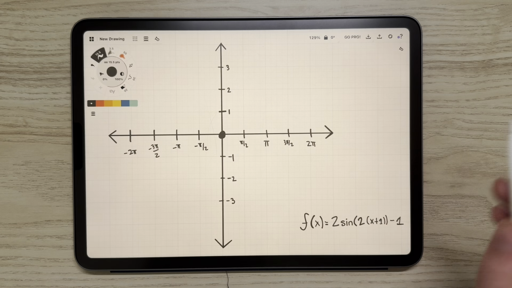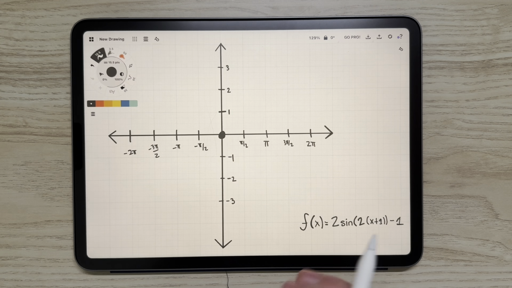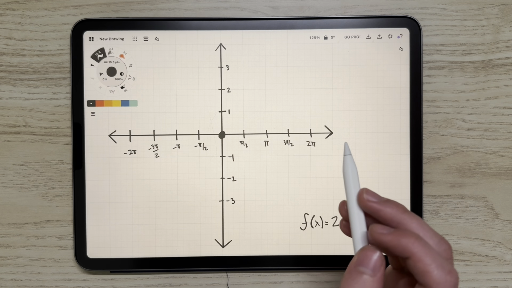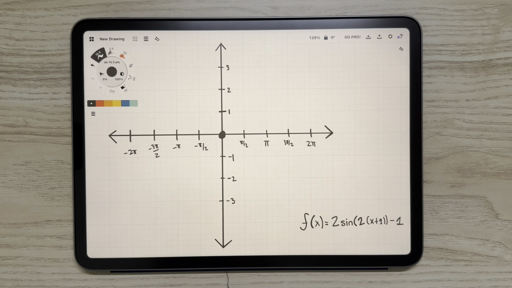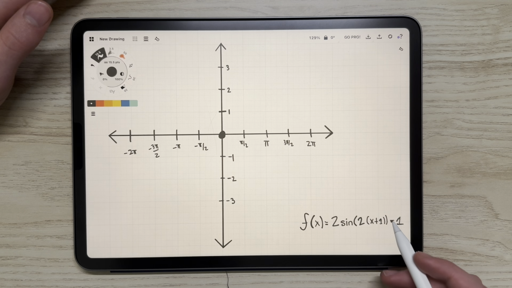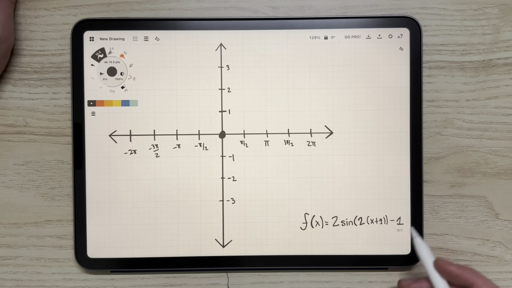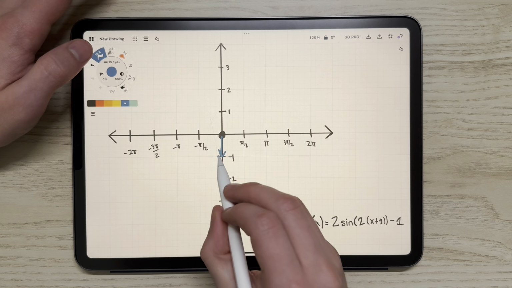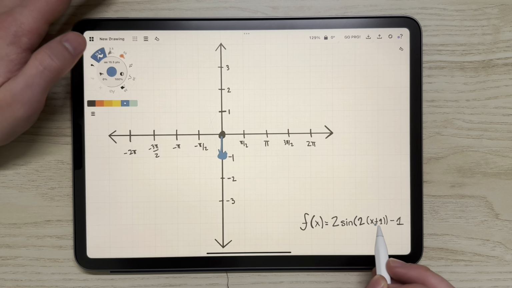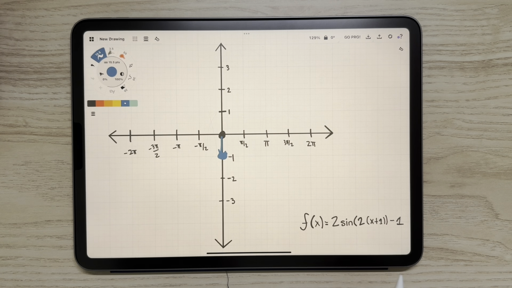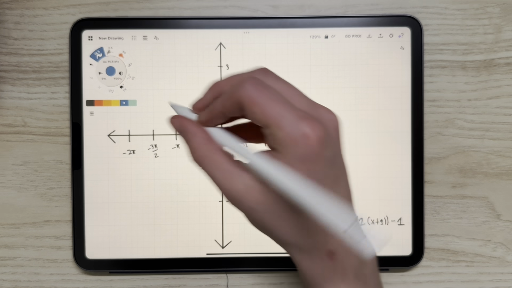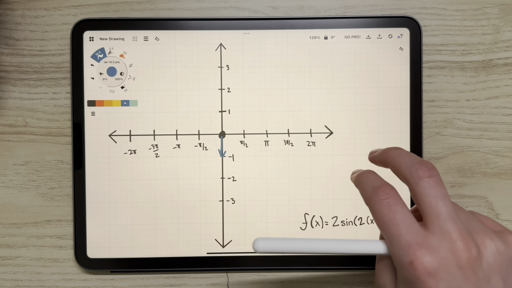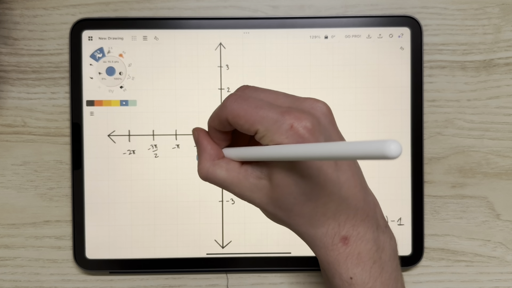The stretches, like the 2 and 2, don't change anything because this is at (0, 0). Multiplying by 0 doesn't do anything. But adding 1 and subtracting 1 does move it. So let's see, -1 for a vertical shift will move it 1 down. So now it's here. And +1 means a horizontal shift to the left. So now we've moved it to this point. So all in all, now the middle of our sine function is here.